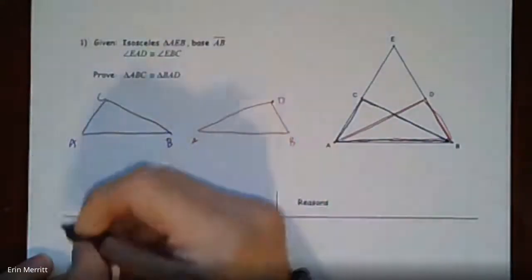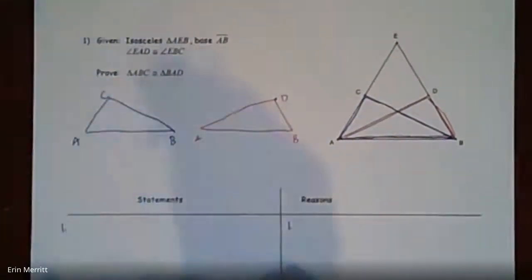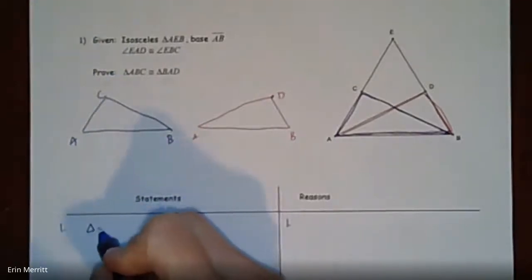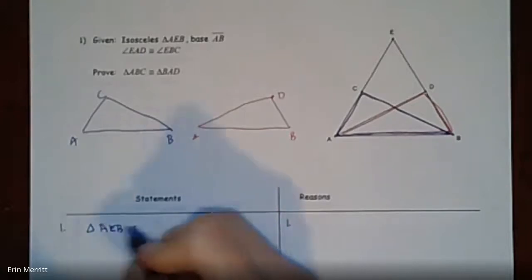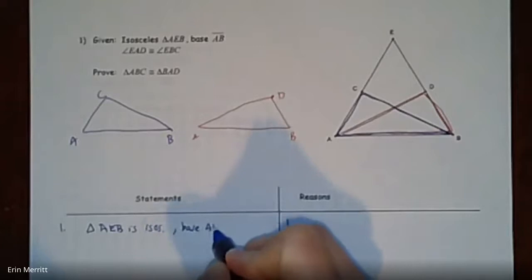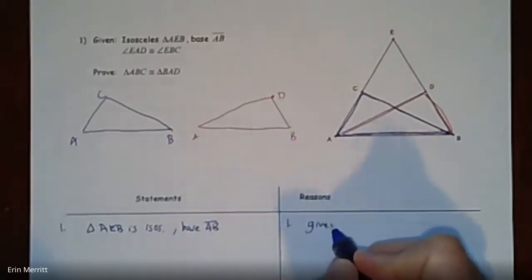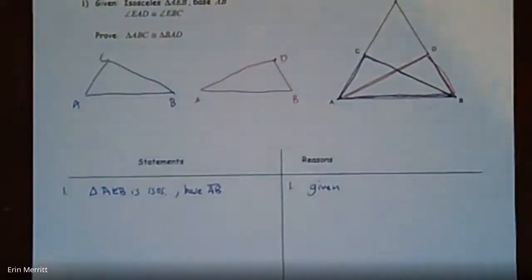When we start with the very first given, that the big triangle's isosceles, you always want to keep in mind where we are trying to go with this, all right? So here we've got triangle AEB is isosceles with base AB. Now again, I could put my other givens, but since I've got so much room, I'm not going to rush things. So I want to start with the isosceles.